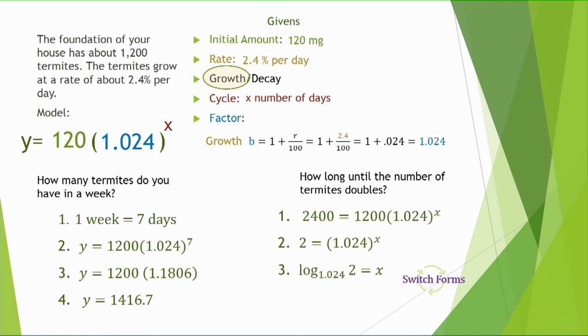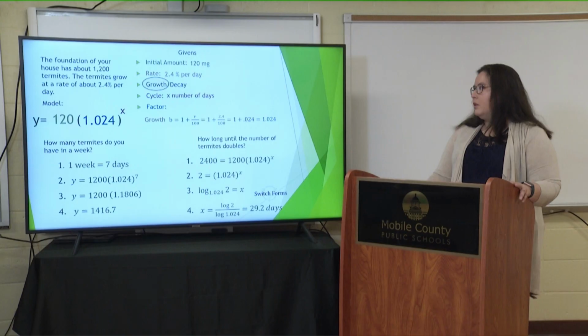And then we'll have our base of 1.024 with an argument of 2, which we could write, if you don't have a calculator that will do that as it is, you can change it to log 2 divided by log of 1.024, and we should get about a little over 29 days, or 30 if you're rounding up.